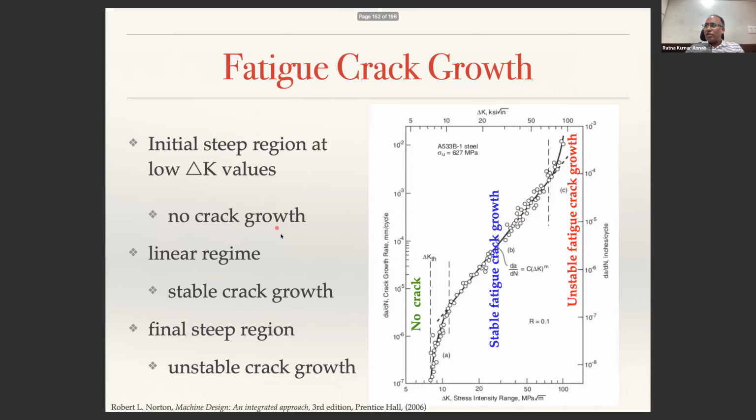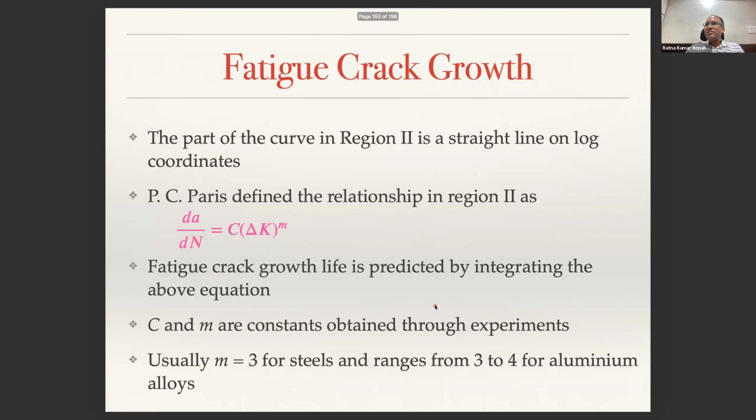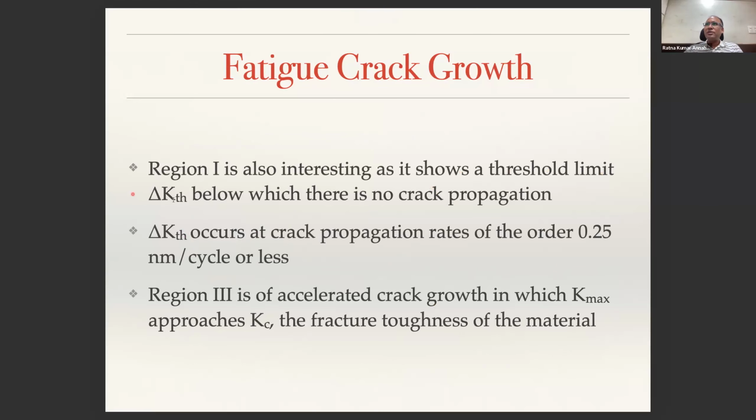Region 1, we did not talk much about, but that is also interesting, as it shows the threshold limit below which there is no crack propagation. So if you compute delta K and it is less than this delta K threshold, then you need not worry. The crack will not grow in that region at all. Usually delta K threshold, the threshold stress intensity factor, occurs at very small propagation rates, 0.5 nanometer per cycle. That is why you don't see the crack growing. Although the crack may be growing, it is growing at a very small rate. That is why it is called the crack initiation stage, not a growth stage.